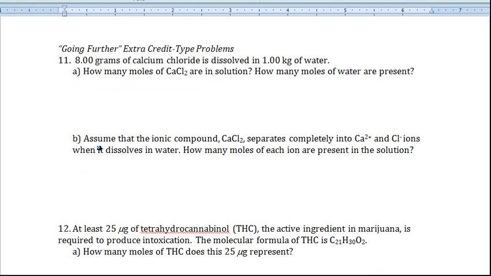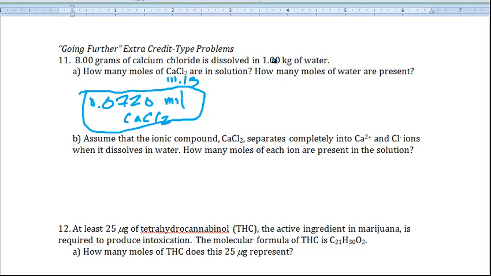All right, number 11. We're getting into the kind of extra credit territory. Well, this first one is really easy. This isn't bad at all. The molar mass of calcium chloride is 111.1 grams. And so when you convert this number of grams to moles, you should get 0.0720 moles of calcium chloride.